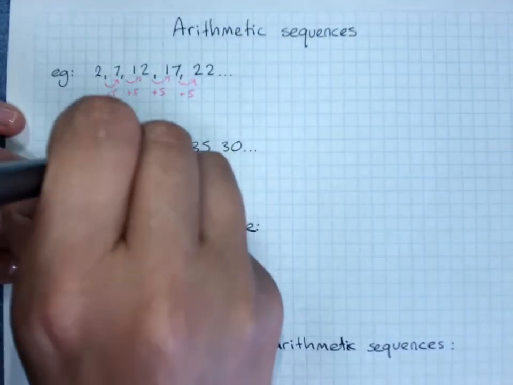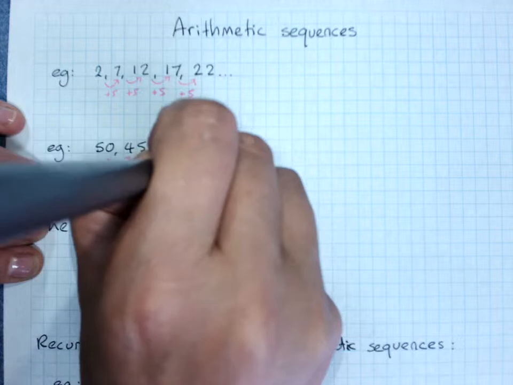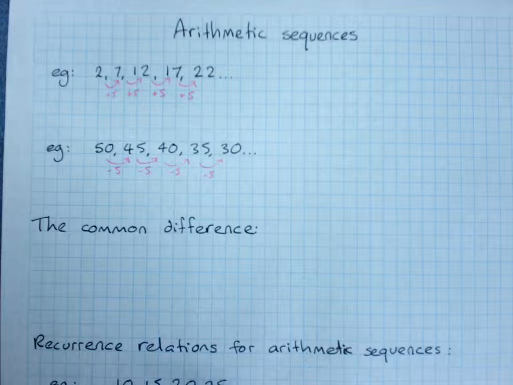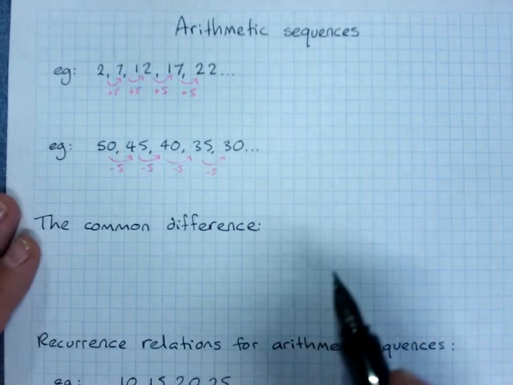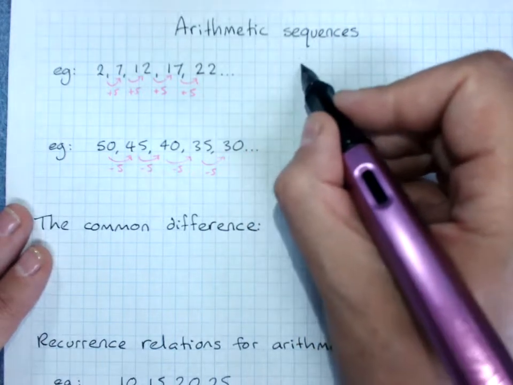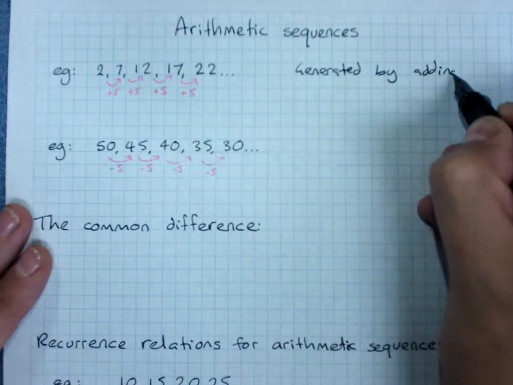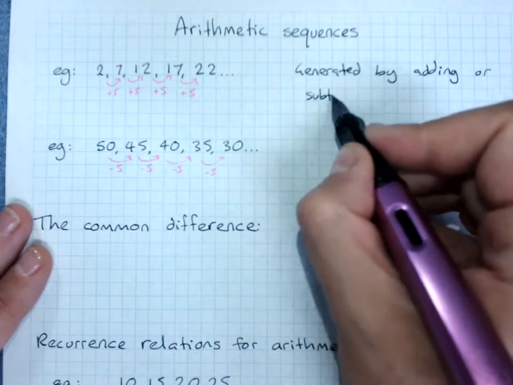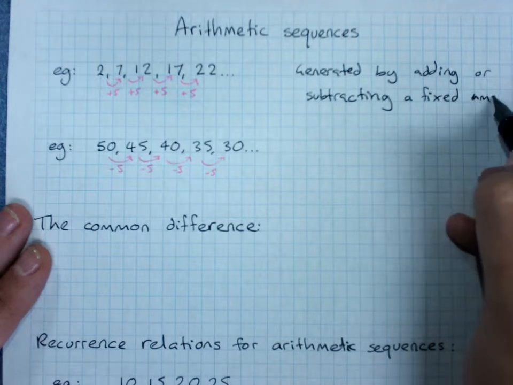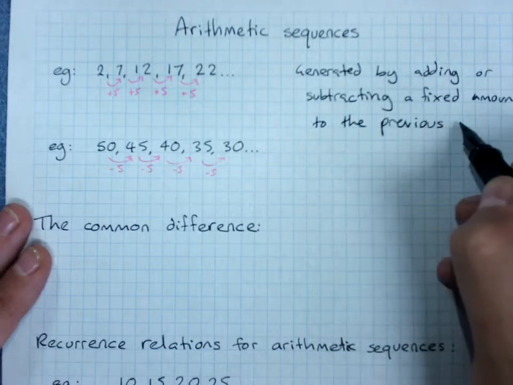This one here is minus 5. That was very uncreative of me. I should have come up with something more exciting. These are arithmetic sequences. To go from one term to the next, you add or subtract. So a little definition there.